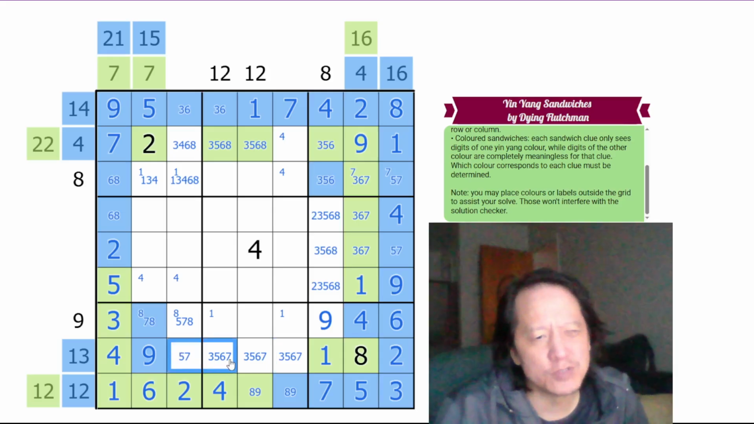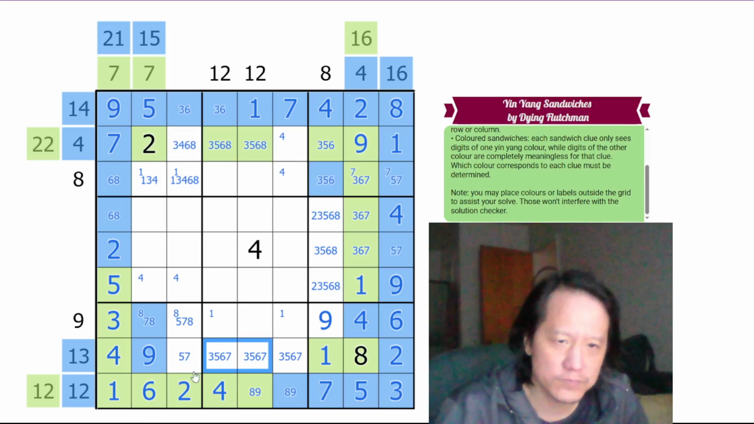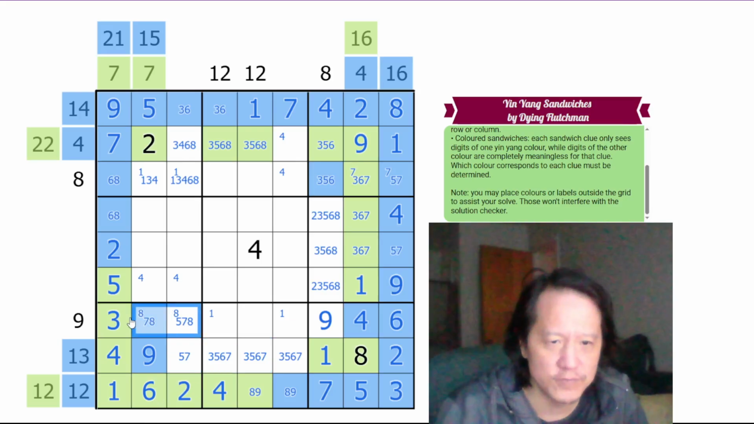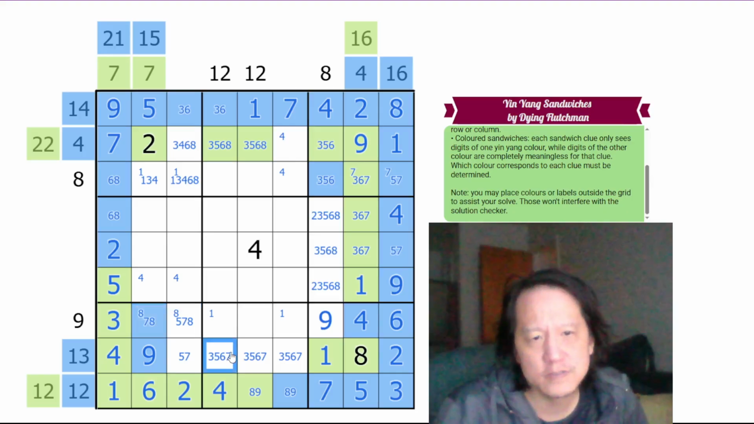One of these two is blue. It could be both are blue. One of these two is blue. It could be both are blue too. In this case, that would be 5. This would be 7, 8. That would be fine.